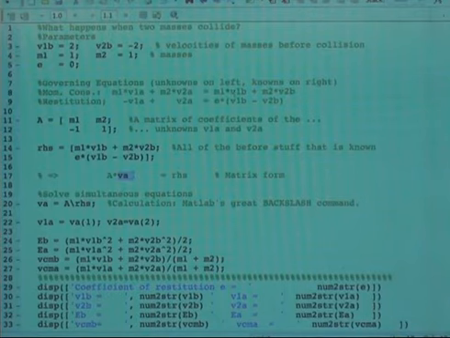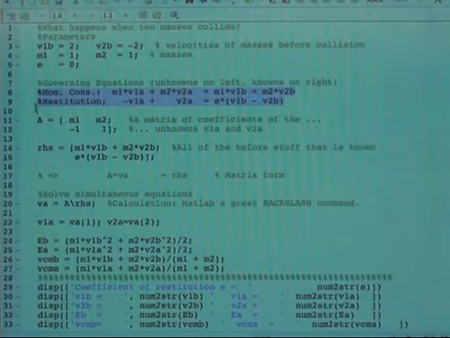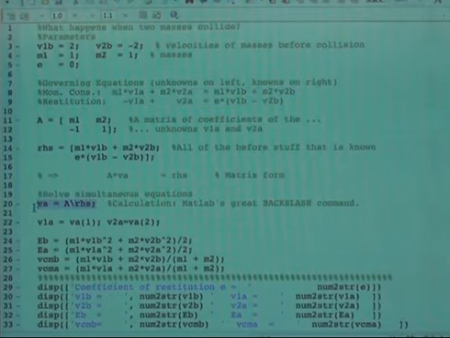So the two basic equations, momentum balance and the restitution equation, are two equations and two unknowns, the final velocities. They're linear equations. I can organize them in matrix form, and therefore I can use matrix commands to solve it. So whether you've learned this or not in Math 294, here's how you solve it.